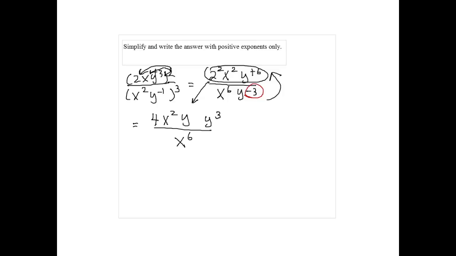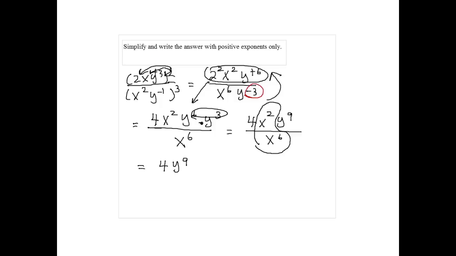So 4 times x squared times y to the 6th times y cubed. By adding 6 and 3, we have 4x squared y to the 9th power over x to the 6th power. We can use the quotient rule here. So 4 times y to the 9th times x to the 2 minus 6, which is 4y to the 9th power times x to the negative 4.